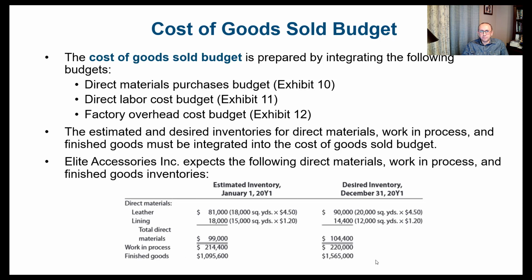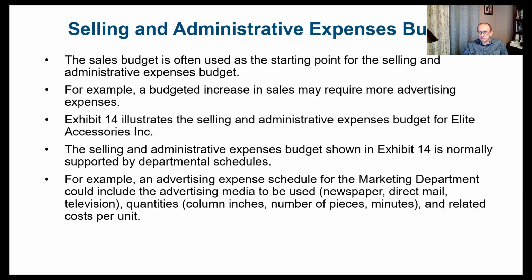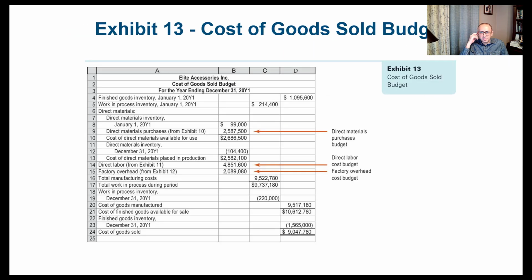So we'll need to prepare another Excel sheet. The Excel sheet would be a little bit intense for the cost of goods sold. Keep in mind we need to have 3 columns. We're going to rely on the budgets that we prepared for material, for labor, and for the overhead.